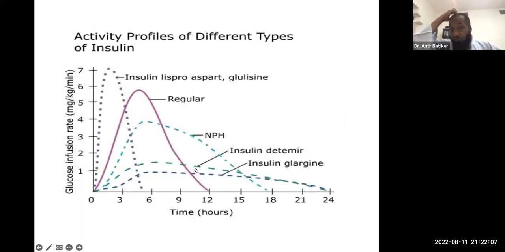This is the same one I showed you earlier. Some people like the graphic representation more than a table, so this can be helpful to them. So this is lispro and the rapid insulin. And this is regular, which is, you call this ultra rapid, and this is rapid, and this is intermediate, and this is long acting.